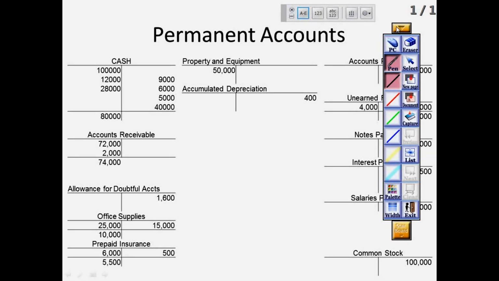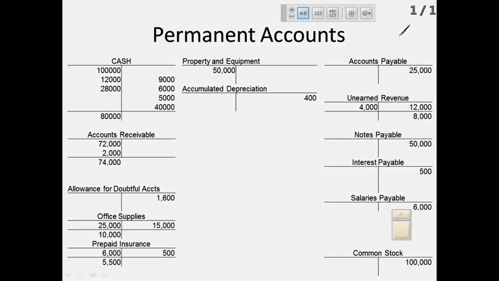So while it's true, assets and liabilities and owner's equity is sort of a way of thinking about it, revenues and expenses are also sort of a component of owner's equity, but they don't count as permanent accounts, even though we classify them as owner's equity, because they get closed out and they are part of the income statement.